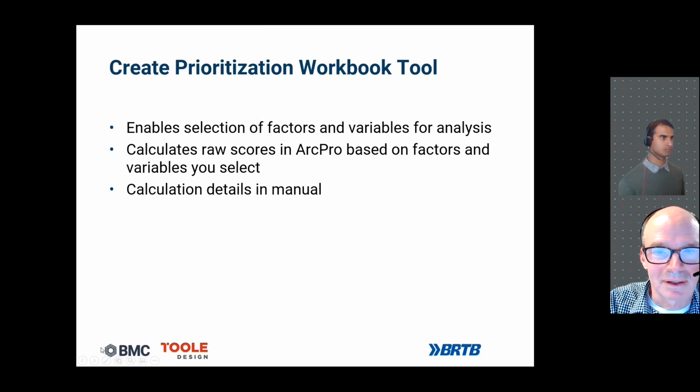The Create Prioritization Workbook tool enables the selection of factors and variables for analysis. So this is where you select your factors and variables. It will then calculate raw scores in ArcGIS Pro based on the factors and variables that you select. And the details of how it makes those calculations are in the manual. So if you're curious to know how the measures are done, you can look there.